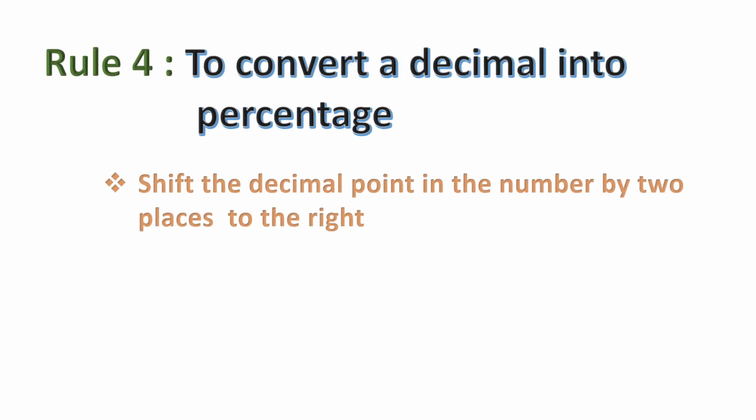Rule 4. To convert a decimal into a percentage. For that, you have to shift the decimal point in the number by 2 places to the right.